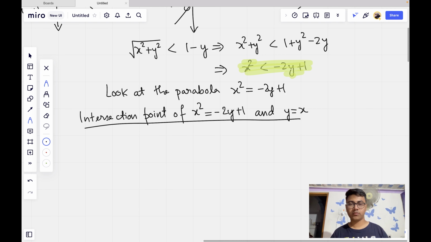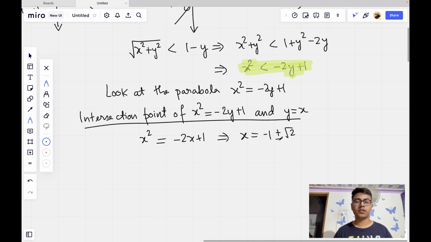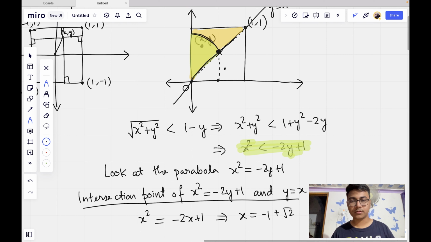We just equate y equal to x in the equation of the parabola, and we get x squared equals minus 2x plus 1. Solving this, we will get two values of x, that is minus 1 plus minus root 2. We don't want the negative value, obviously, because we are working in the first quadrant. So we'll just take this value. So x is root 2 minus 1. The coordinates of this point are root 2 minus 1 comma root 2 minus 1.